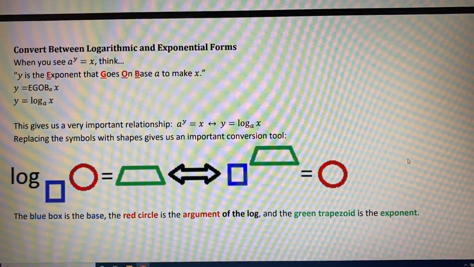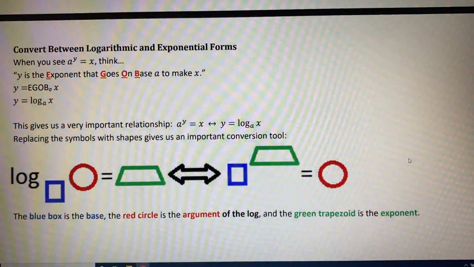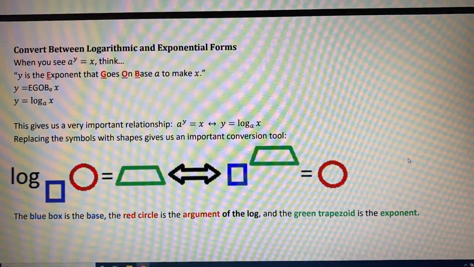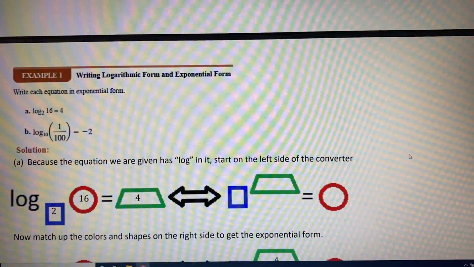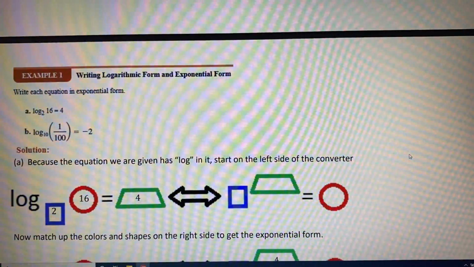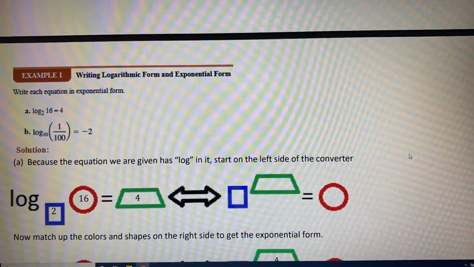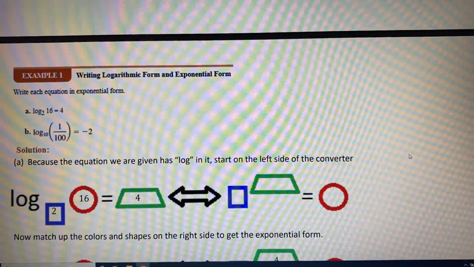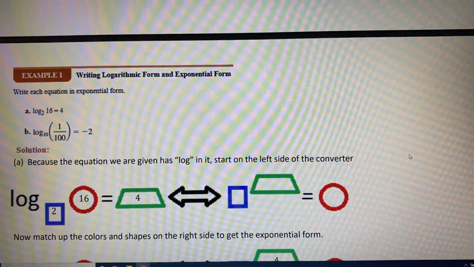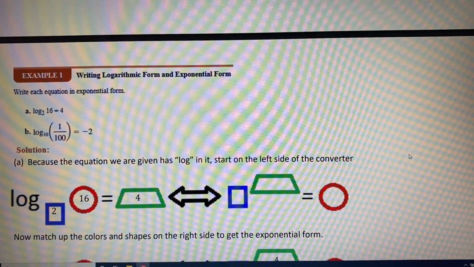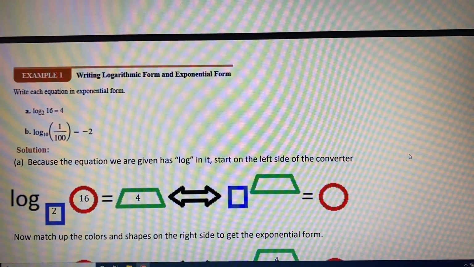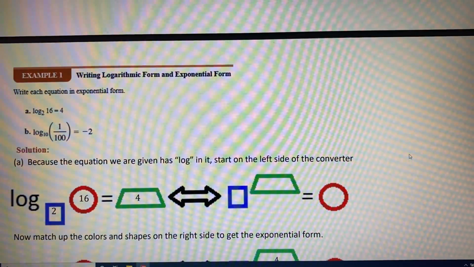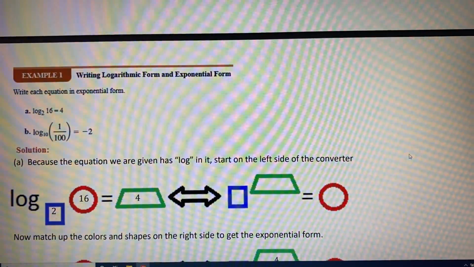Hopefully now you know the vocabulary words associated with the anatomy of these two sides of our converter. Now let's put it into practice. We will find that in this class it will often be convenient to take an equation in logarithmic form and rewrite it in exponential form. Or we may have an equation in exponential form that we would like to rewrite in logarithmic form. Converting back and forth is an extremely important skill.